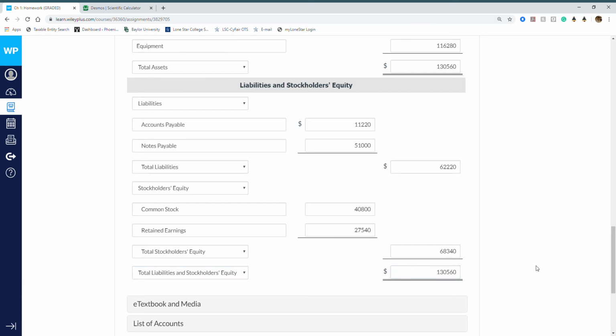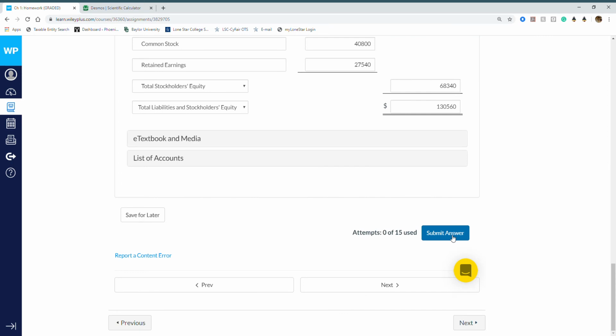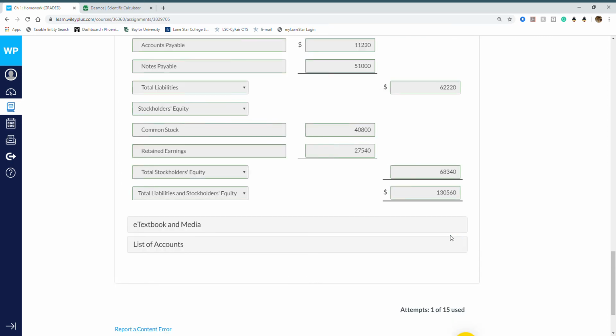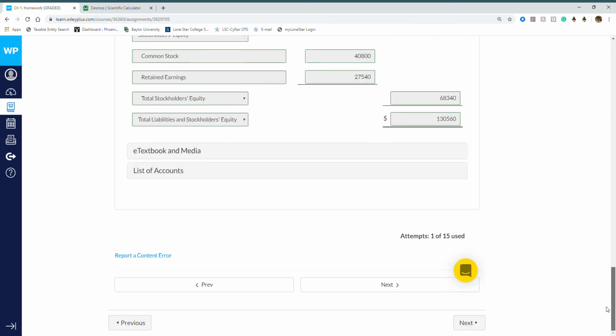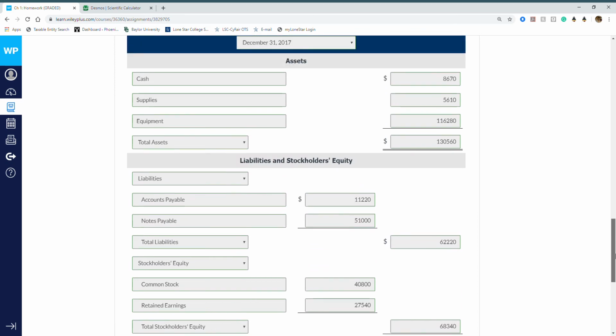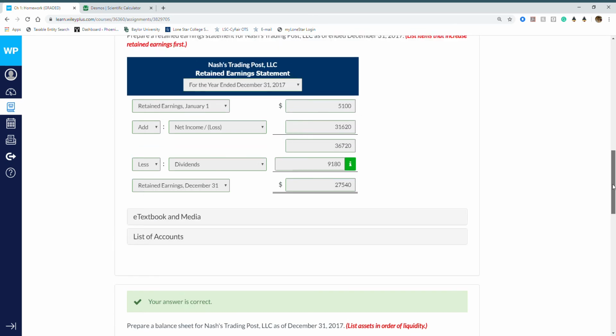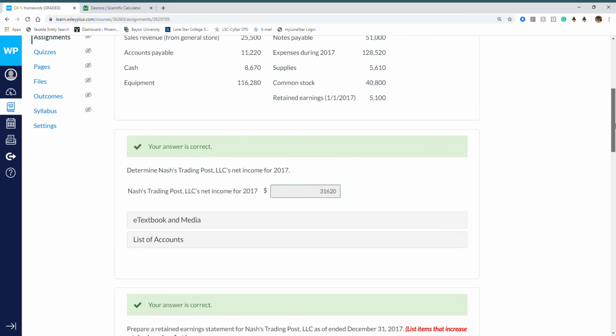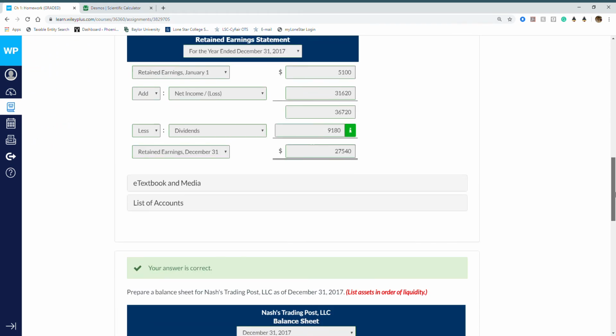And then next up with the balance sheet is always verify. Are these two the same? And yes, indeed, they are exactly the same. So we're good to go. All you have to do is hit submit answer. And it will check. You got 15 tries at this. Believe me, if you're not getting it after the first 2 or 3, send me an email. We'll get you through it, okay? But there we go. It will say your answer is correct. Your answer is correct. So we're all good with this one.